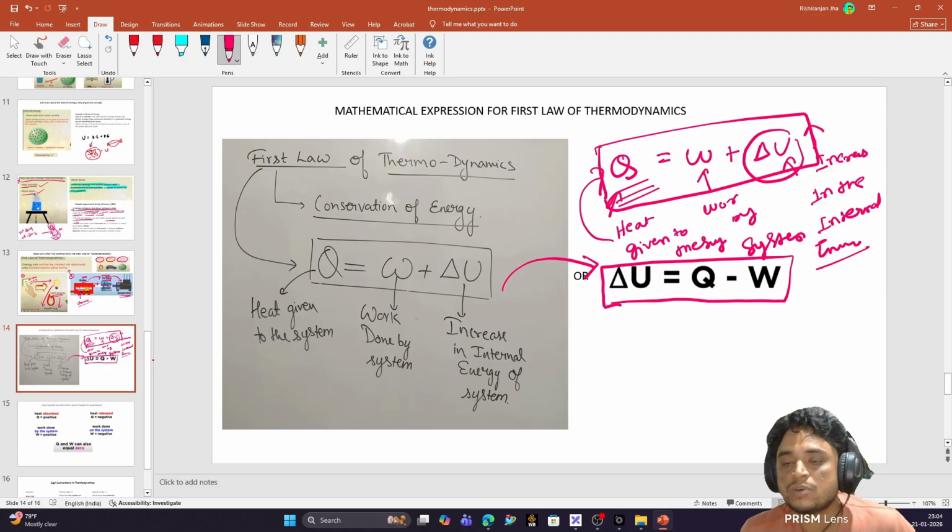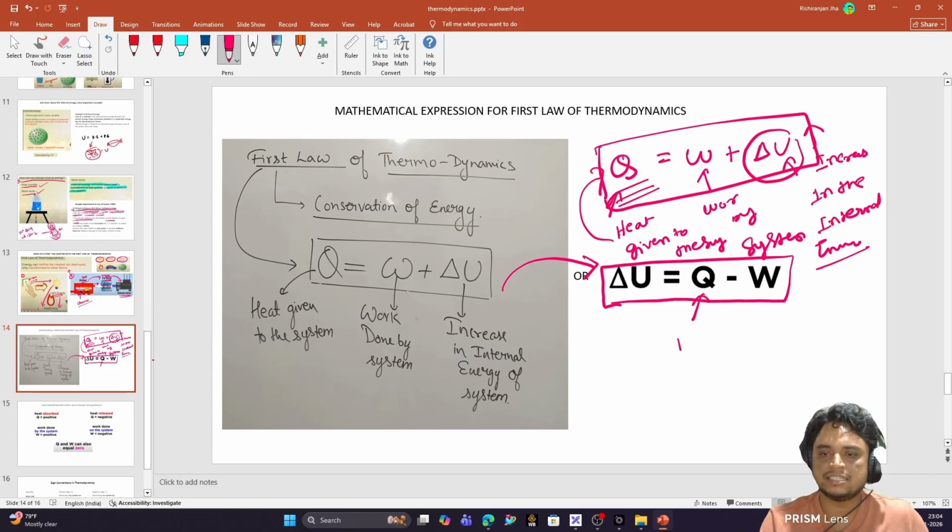Now, if we were to conclude, what do we understand from this first law of thermodynamics? You can look at the concept of heat and work. Heat and work are path independent.